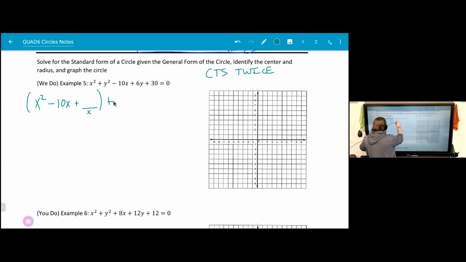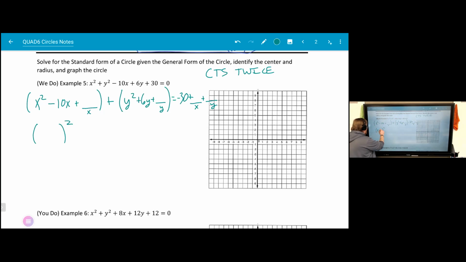And then plus in my y squared, I've got y squared plus 6y plus something. This is going to come from the y equals negative 30 plus the stuff from the x's plus the stuff from the y's when I complete the square twice. Well, let's complete the square in the x's. If I do that, I divide the coefficient of the x value by 2. This becomes x minus 5 squared. And I square negative 5, I get 25. So I'm adding 25 to both sides from the x's.